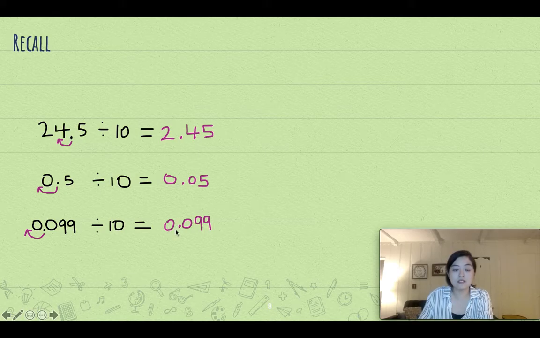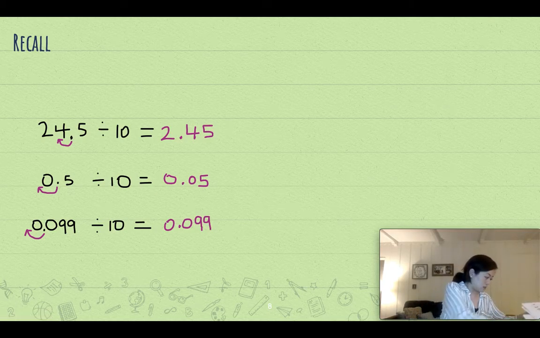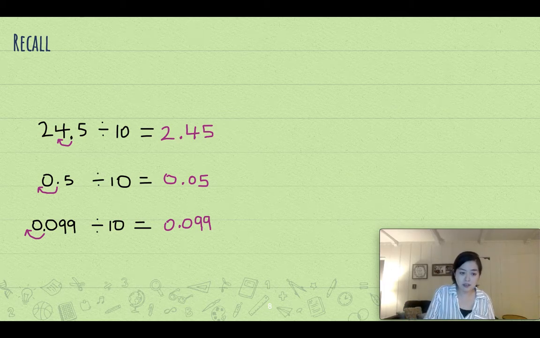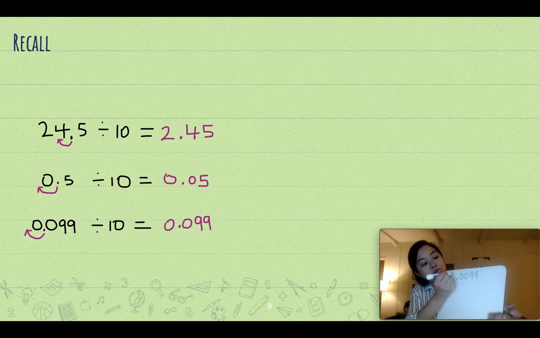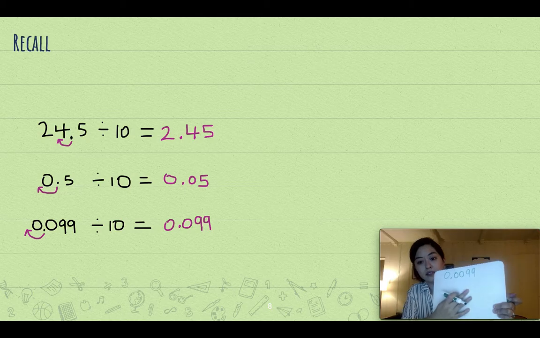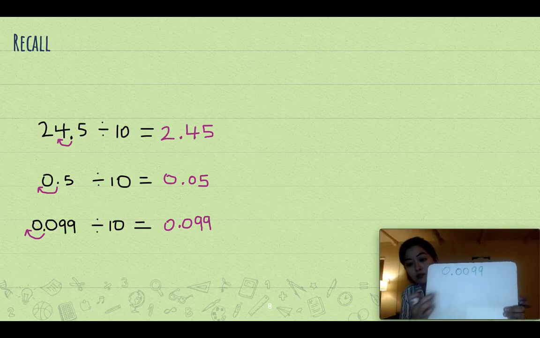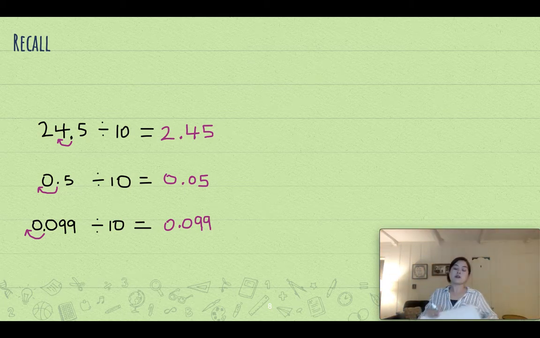Oh, this is wrong. This is 0.099. So that's my bad. Okay. So that one is, let me write it in. That one should be 0.0099, like this. I'm going to put a 0 in the ones place. All right. So this is the right answer for the third one.